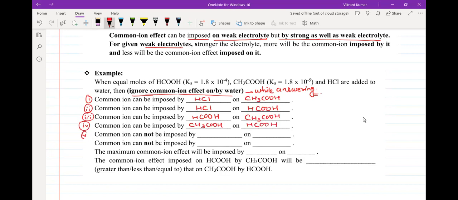किस पे नहीं लगेगा, that is what, किस पे नहीं लगने वाला है, CH3COOH on HCl, HCOOH on HCl. उस पे नहीं लगेगा। हाँ, I am asking you, common ion effect will not be imposed on, किस पे? It will not be imposed on HCl, right? On HCl by what, तो HCOOH और CH3COOH है ना, because common ion effect is not imposed on a strong electrolyte, है ना. Is it okay?